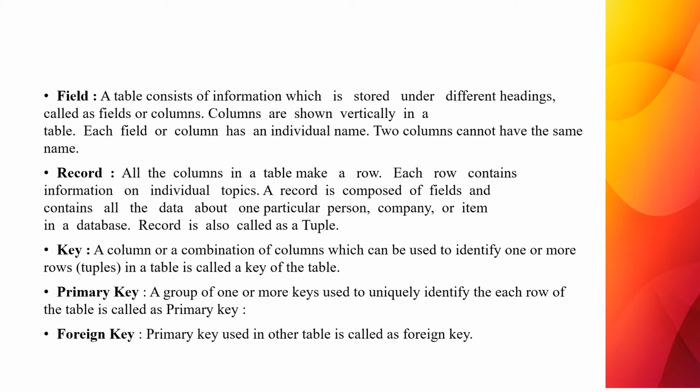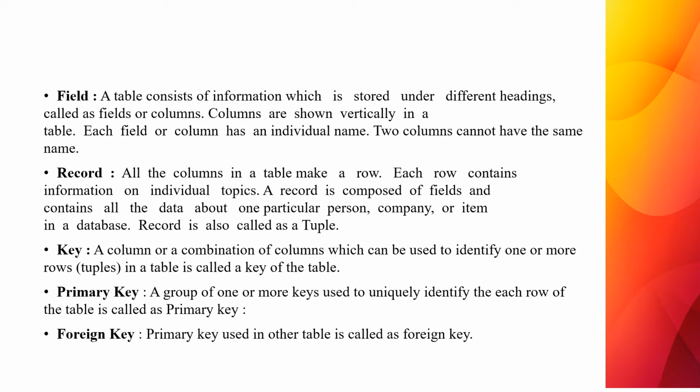Each row contains information on individual topics. A record is composed of fields and contains all the data about one particular person, company, or item in a table in a database. So a record is called a tuple. That means whatever we enter horizontally according to your field names is nothing but a record. A key is a column or a combination of columns which can be used to identify one or more rows in a table, called the key of the table.